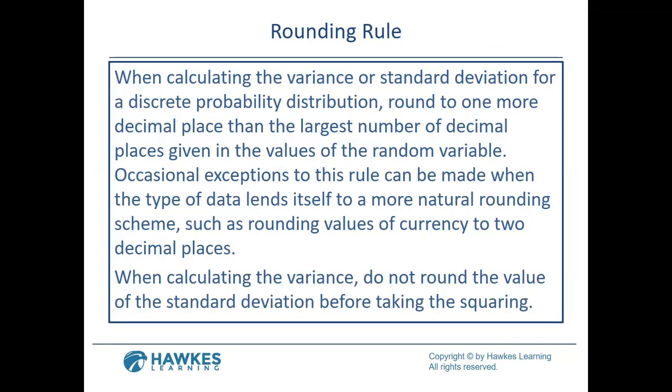So when calculating the variance or standard deviation for a discrete probability distribution, again, you're going to have that rounding rule where you round one more than the largest decimal place in your values. There are some occasions where there is an exception to the rule. Also, when calculating your variance, do not round the standard deviation before taking it and squaring it.